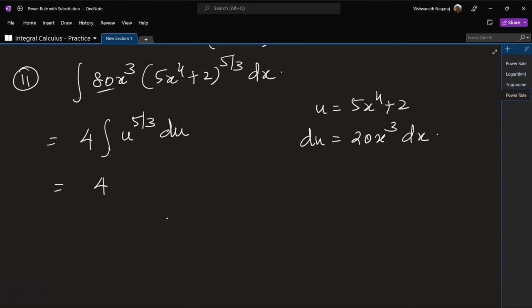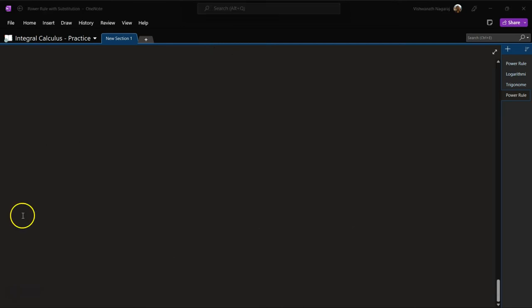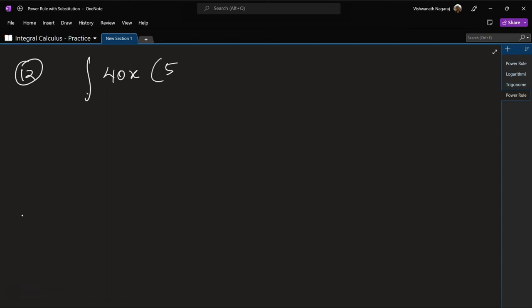We get 4 times u to the power of 5 by 3 plus 1, which gives us 8 by 3, divided by 8 by 3. That becomes 4 times 3 by 8 u to the power of 8 by 3. So 4 twos are 8, which gives us 3 by 2 times 5x to the power of 4 plus 2 to the power of 8 by 3, plus c. 12th one, integral of 40x times 5x square minus 1 to the power of 4 dx.